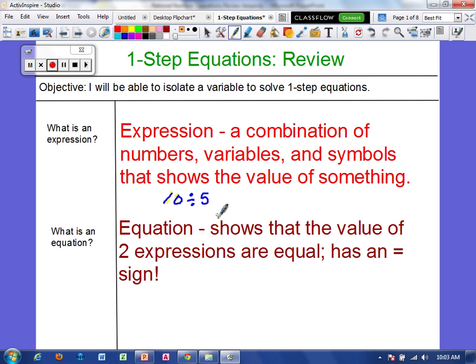value is. Now an equation shows that the value of two expressions are equal. So a big hint that you know something is an equation is that it has an equal sign. So something like 2 plus 3 equals 5, that's an equation. It's showing that the left side is equal to the right side. Or something like x plus 4 equals 7. We know that the left side equals 7 and the right side equals 7.